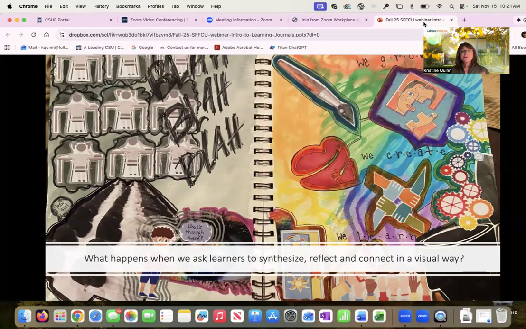So here's two examples here. The question to contemplate: what happens when we ask learners to synthesize, reflect, and connect in a visual way? The answer is that they usually go far beyond what I could ever imagine. So you can see two different examples here of the responses to different stimuli.